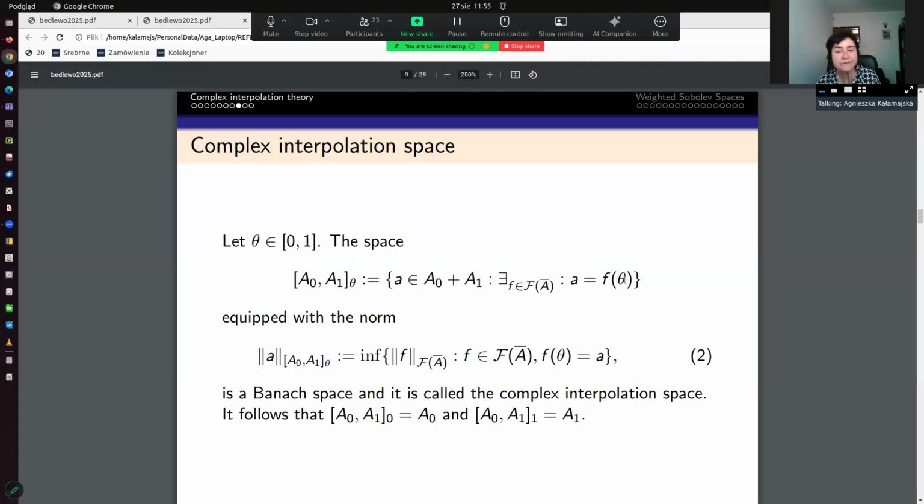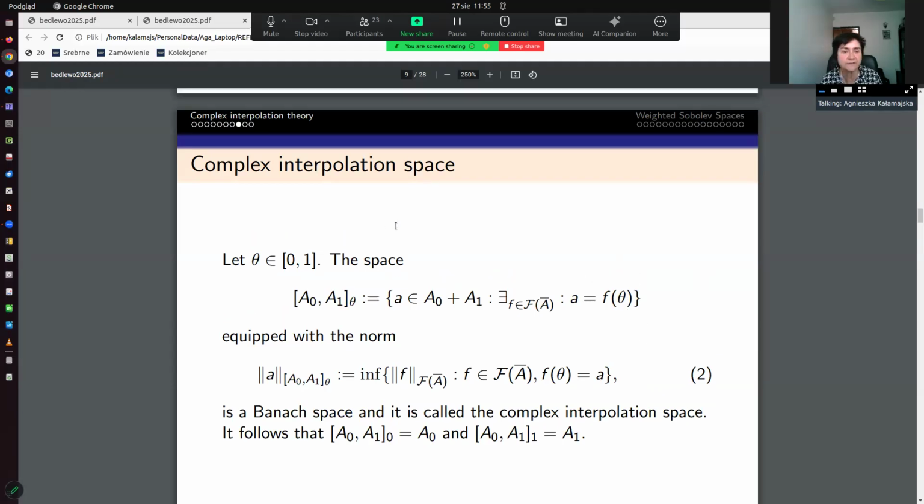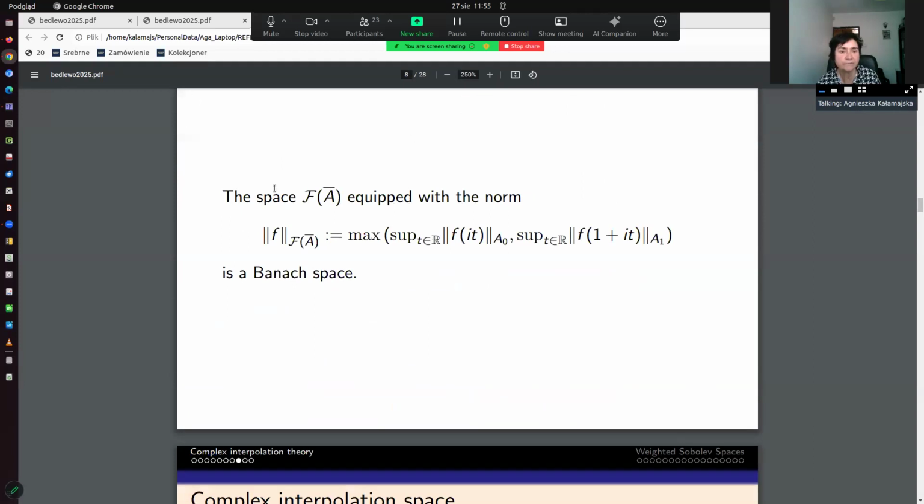So it means everything which can be reached by f of theta. We can think about it this way. So this is a strip. I'm not drawing, but this is a strip. And from 0 to 1, we have real numbers between 0 and 1. And here is theta. So every element which can be in the form of f of theta by some f in that Banach space, which we called F of A bar.